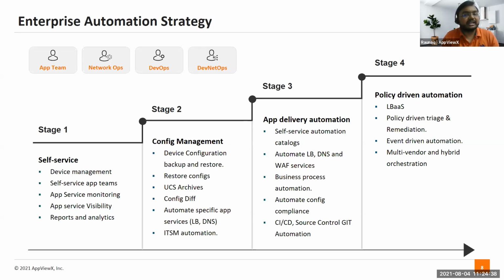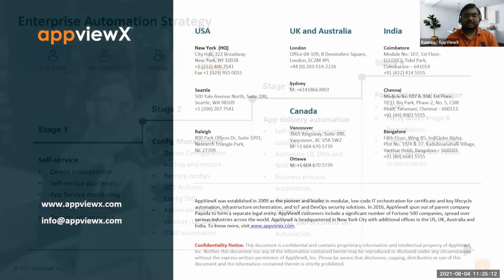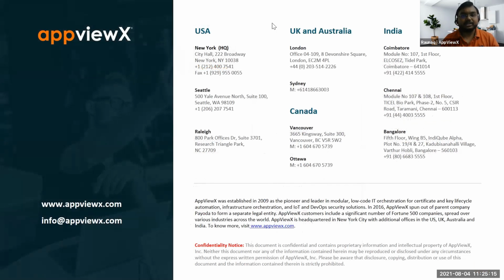Then you go to stage 3, app delivery automation, where you again do CI/CD pipeline control and source control with Git, and you move towards more automation where everything is policy driven, right? Based on event-driven automation or multi-vendor hybrid cloud orchestration, get everything together on AppViewX, and you do a policy-driven automation. You define what, where and when the automation needs to be done. So that's pretty much from my side from a presentation perspective.